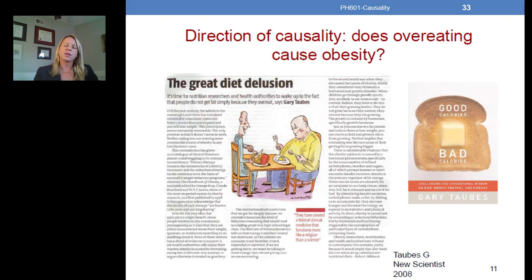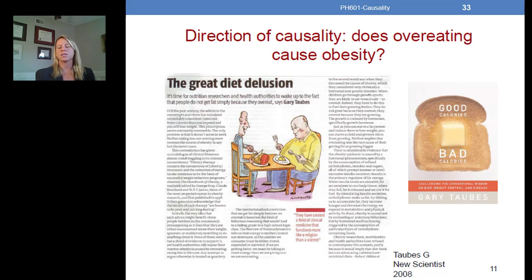And then this is an interesting book if you're interested in understanding the current ideas about calories and fat and carbohydrates, and how those are associated with obesity. This particular writer essentially argues that obesity isn't due to overeating, but it's really the other way around, that we're overeating because we're obese.